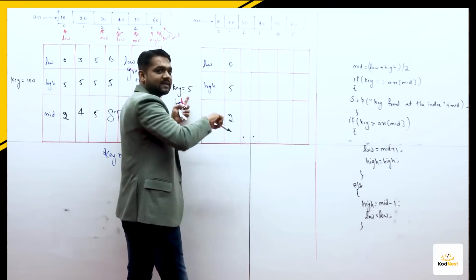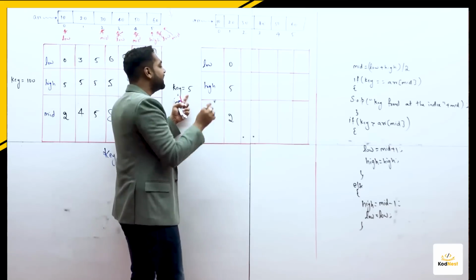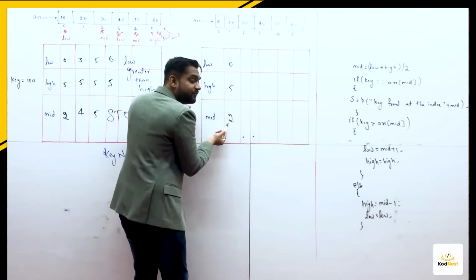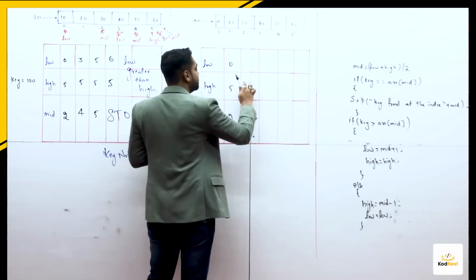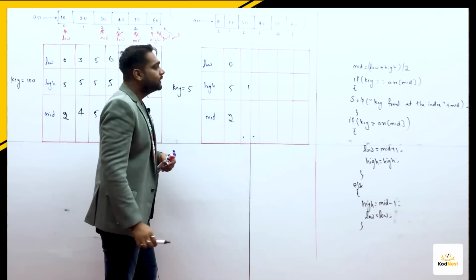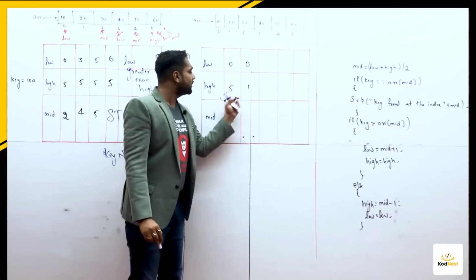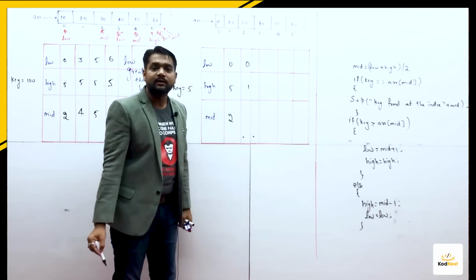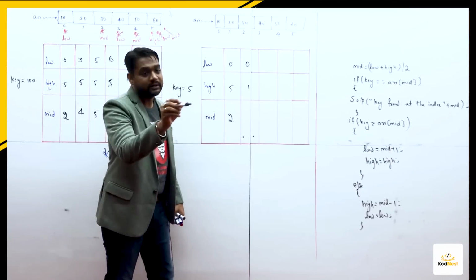No. If it is lesser, the only option is it will be lesser. If it is lesser, then make high point to one level before mid. What is mid? 2. High will be one level before mid. I am sorry, 1. 2 minus 1 is 1. Let low be there only. If low or high value changes, calculate mid. What is mid? Low plus high by 2. 0 plus 1 by 2. It is 0.